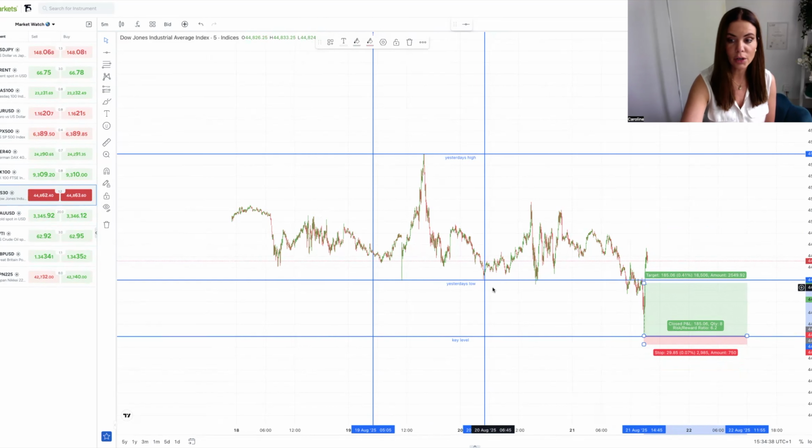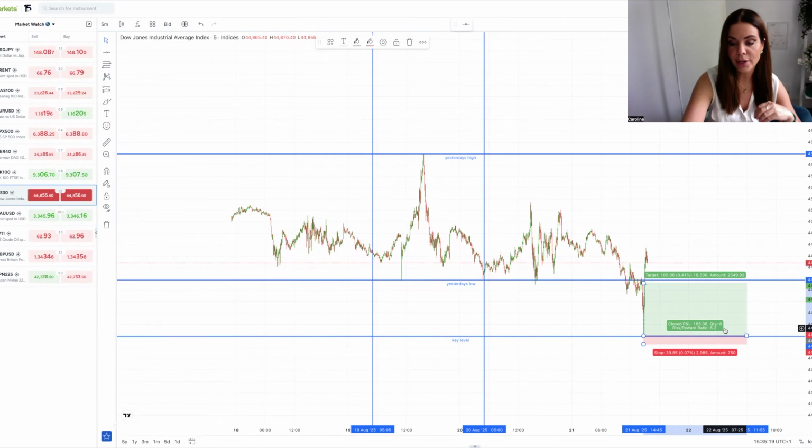I would drag this up to perhaps the next key level. So yesterday's low is always a great key level. This isn't actually a trading strategy. This is just an example of how I use this tool. But what it helps me to do is to see where my stop loss and my take profit are.